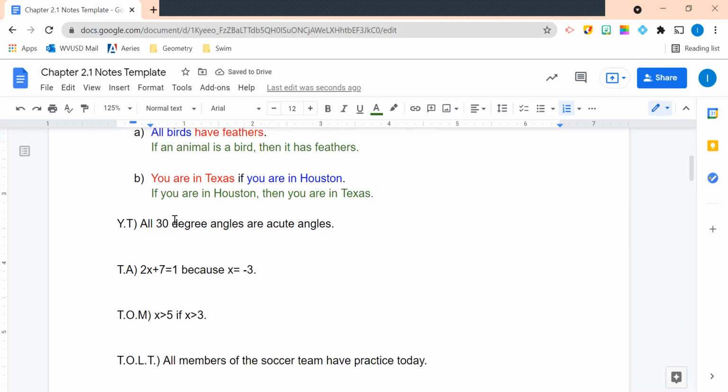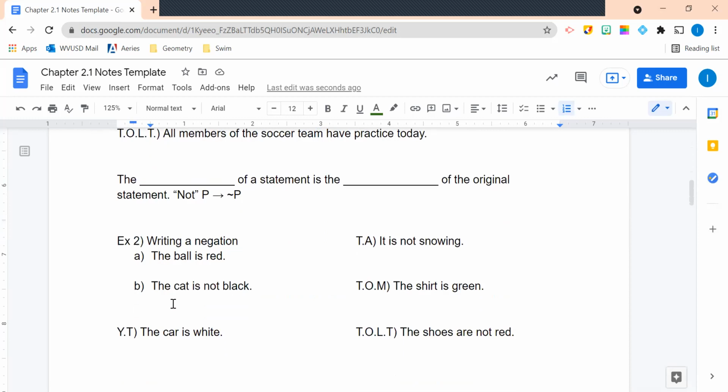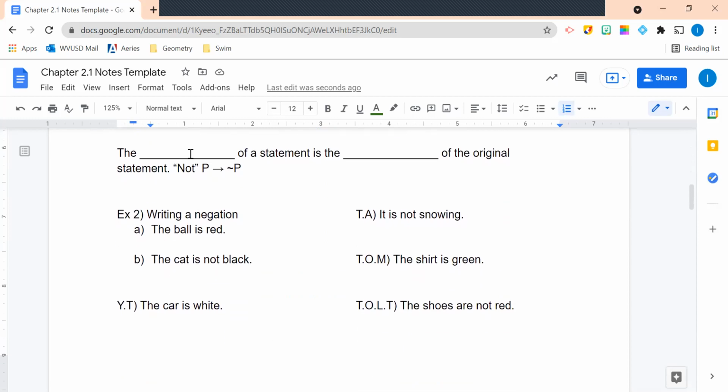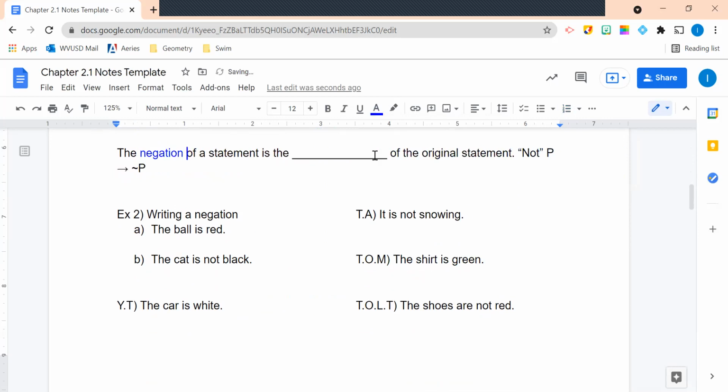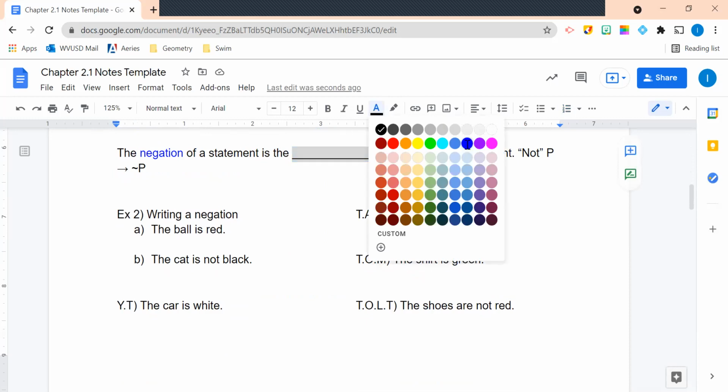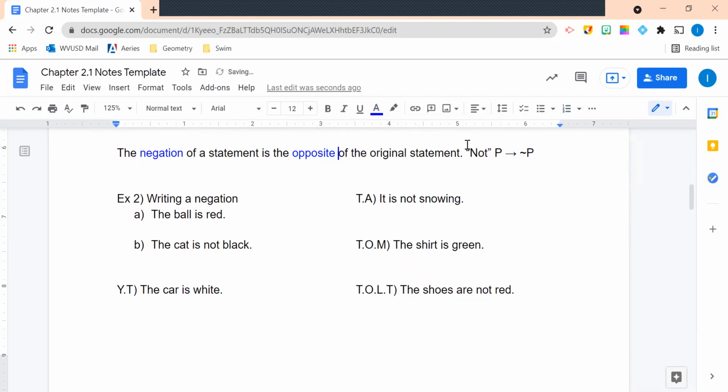In the next parts, we're going to do these in class. So let's just go straight to the next definition. The negation of a statement is the opposite of the original statement. So another way you can write this is to write the word not P, so not the hypothesis, or you can just write this little squiggly line with a P for hypothesis.